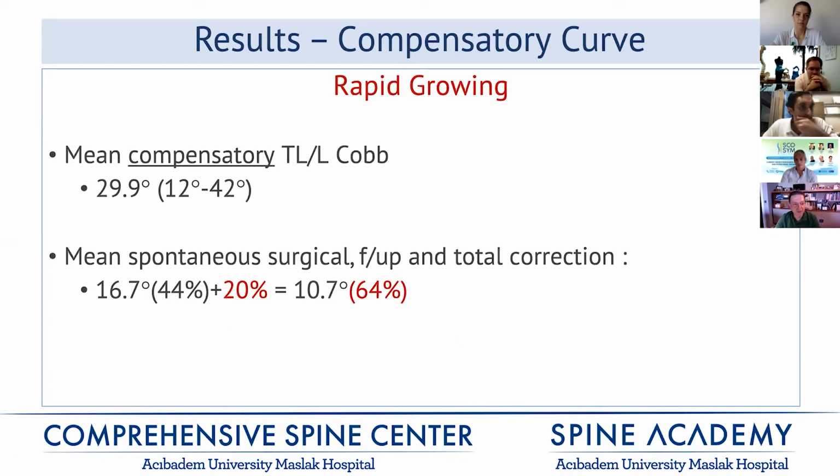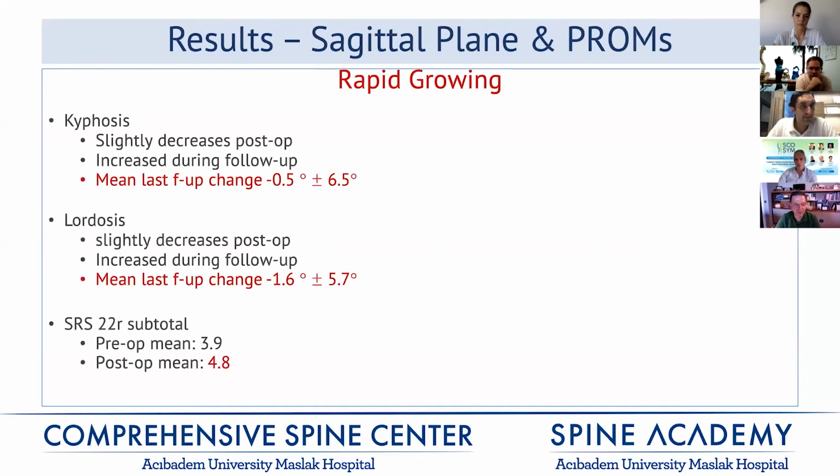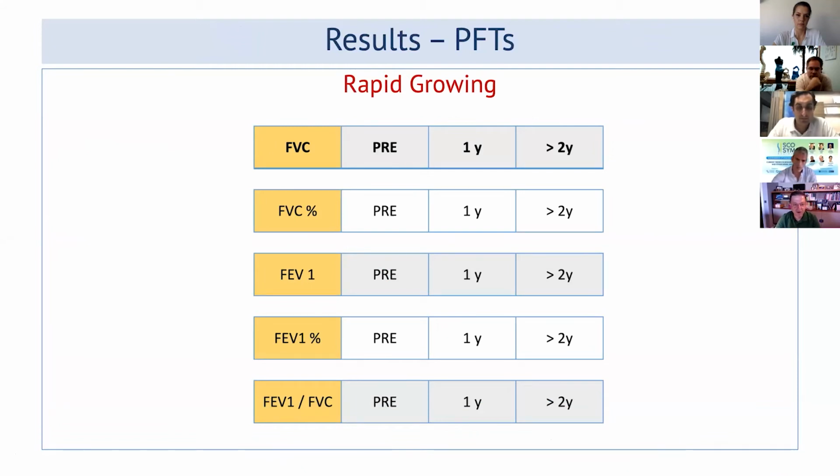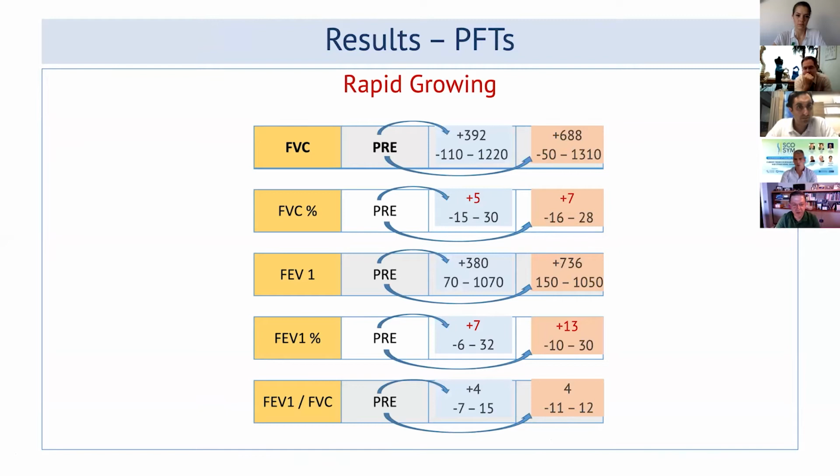So the mean compensatory curve, the untouched curve, which is the thoracolumbar lumbar curve, also had a total of 64% of correction, where all the correction was spontaneous correction as a reciprocal change in the beginning, and then again another reciprocal change following the spontaneous correction in the main thoracic curve after the index surgery. In the sagittal plane, we didn't have too much change, and we were able to create some kyphosis. And interestingly, although we opened the chest as we did this minimally invasive keyhole surgery, all those patients had at least a 7% increase in the forced vital capacities, which was also a very encouraging result.